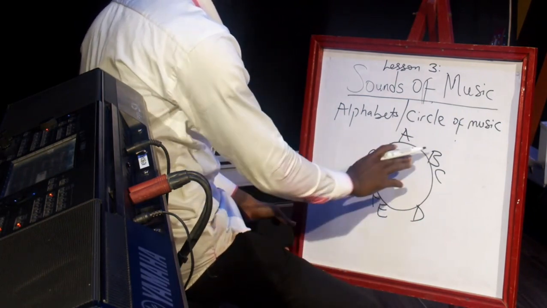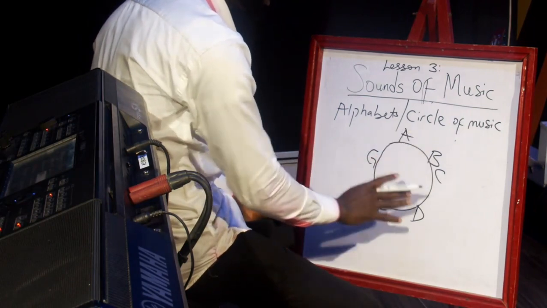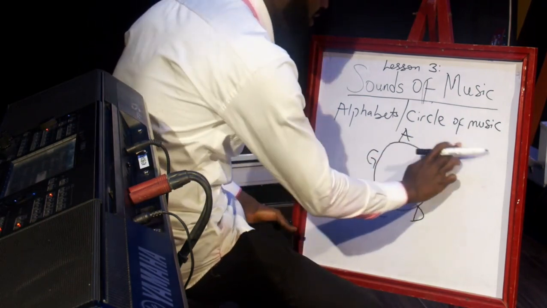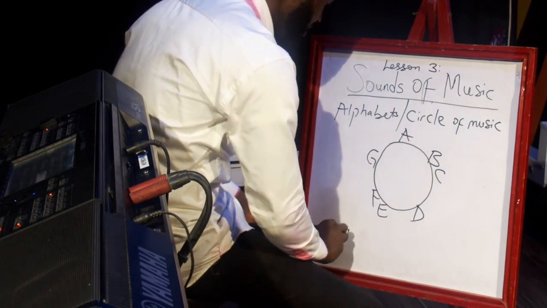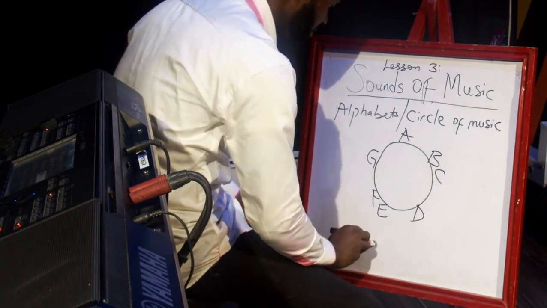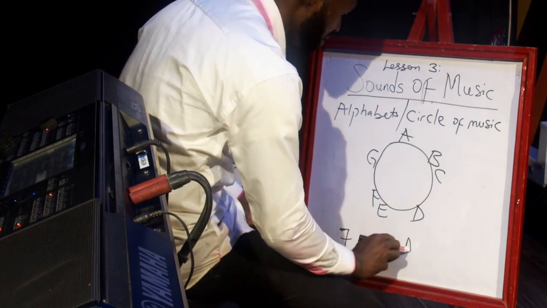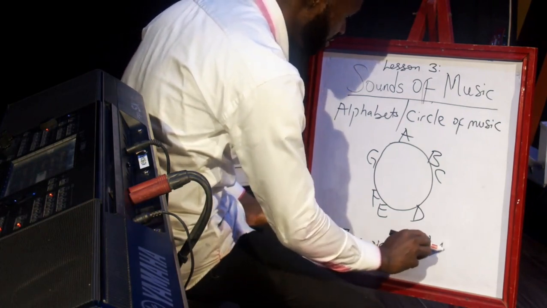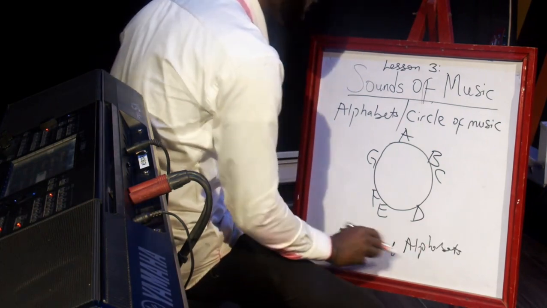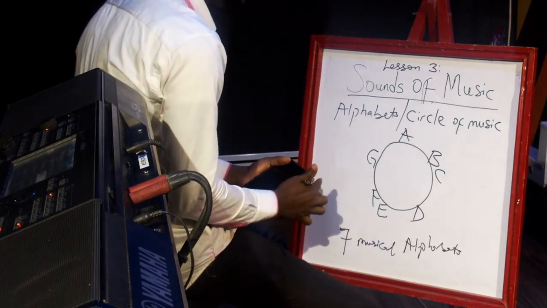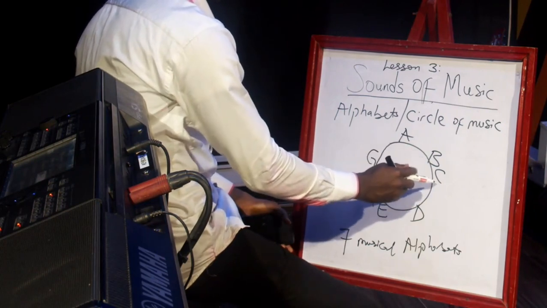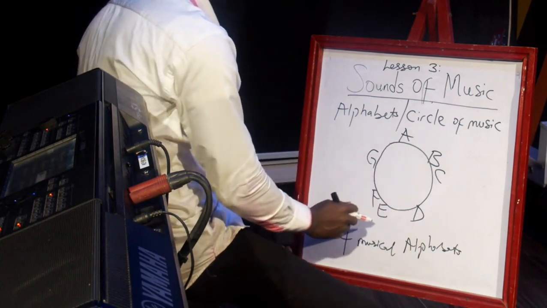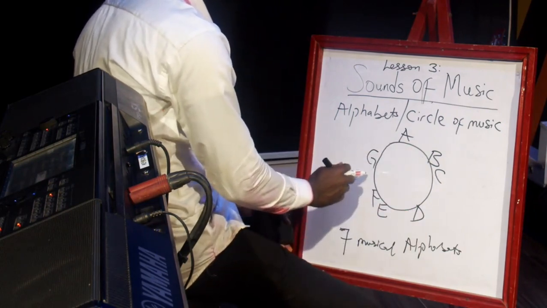We use this alphabet to name all the sounds in music, and there are 7 in number. 7 musical alphabets. How many in number? 7 musical alphabets. So let's go again. We have letter A, letter B, letter C, letter D, letter E, letter F, and letter G.